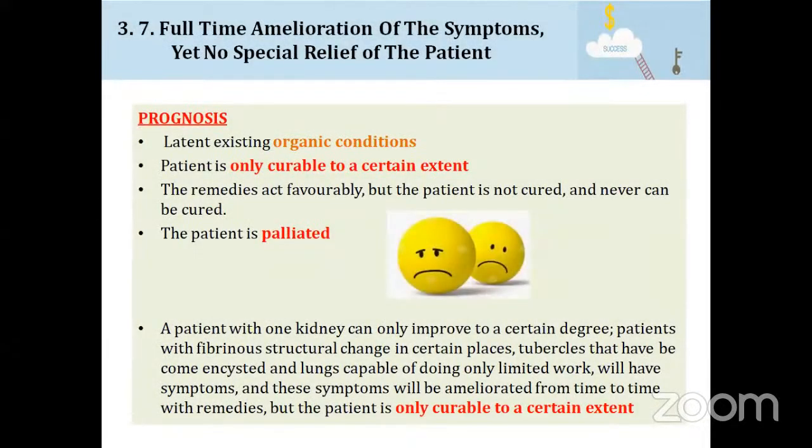So next, it is not a good prognostic observation. Seventh observation, it is telling about the pathological conditions. In an observation where it is too much related with the pathology, showing no scope and only palliation can be done, that is the seventh observation, telling that it is a full-time amelioration of the symptoms. But even though all the symptoms of the patient are ameliorated, there is no special relief to the patient.